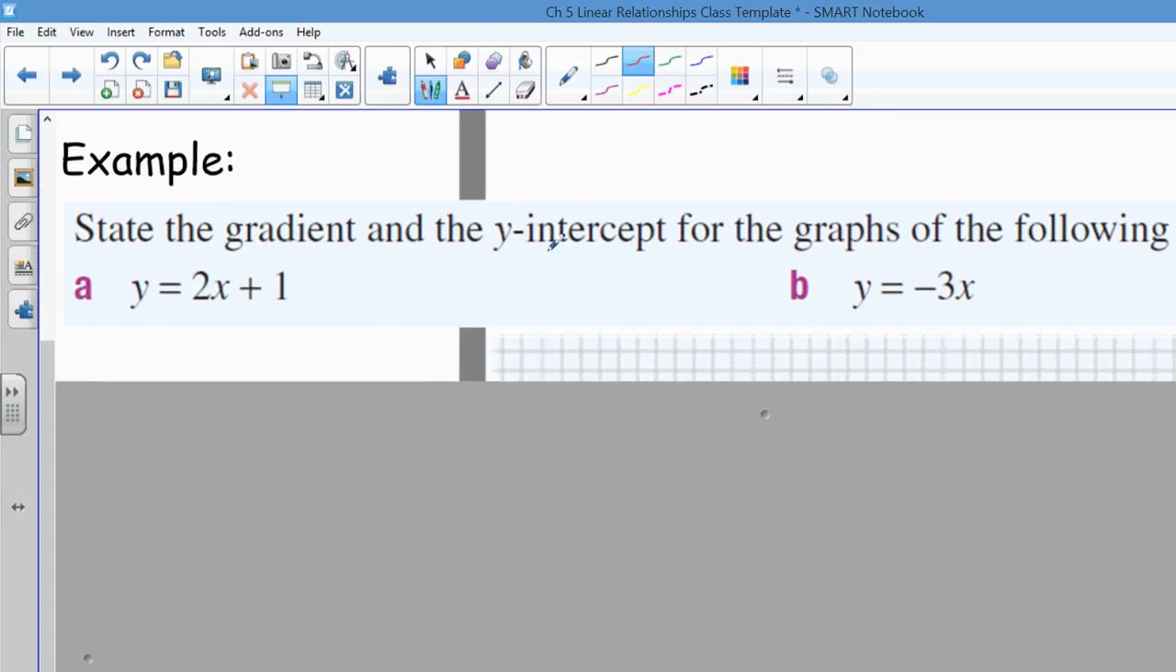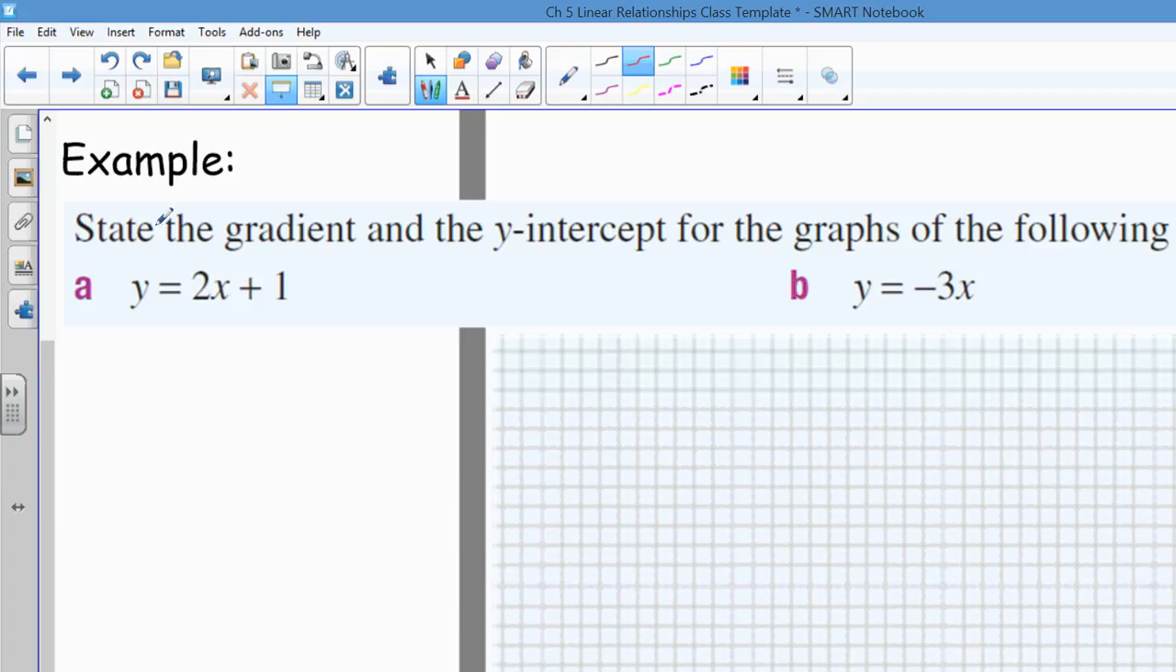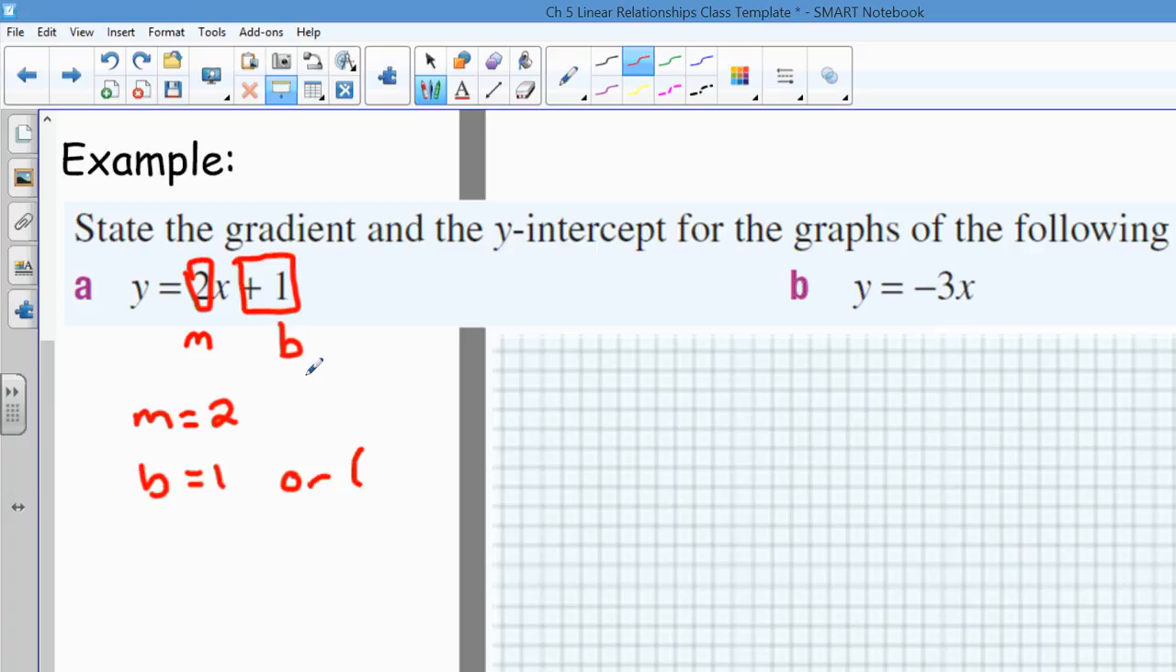So if we're supposed to state the gradient and the y-intercept for these graphs, let's take a look at this first one. Again, I'm going to look at where the number is in front of the x, and that is my gradient, which we call m. And then the number that is added or subtracted to the term with the x, that is our y-intercept, and we call that your b. So we would say your gradient equals 2, and we would say your y-intercept equals 1. You could also write your y-intercept as (0, 1), because it's a point on the y-axis. So that's another option for how to write it.